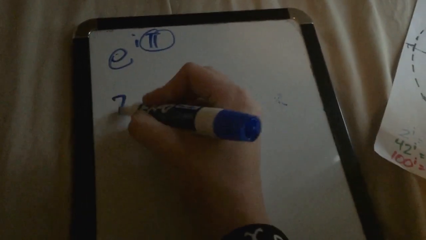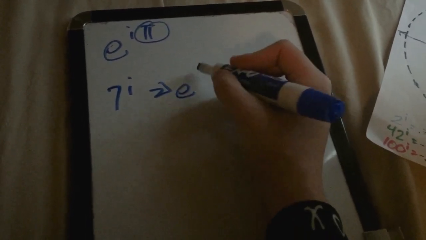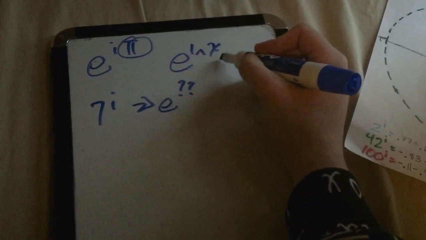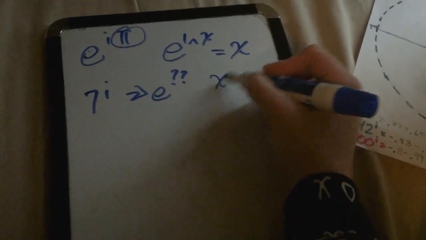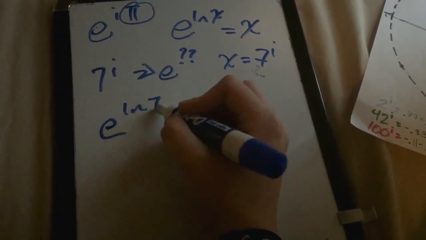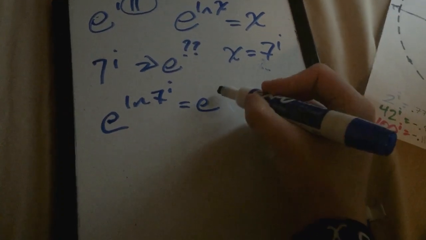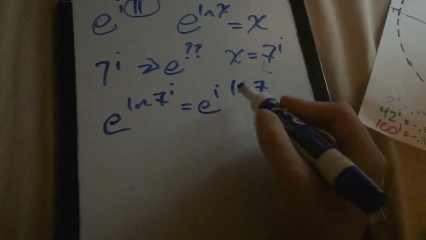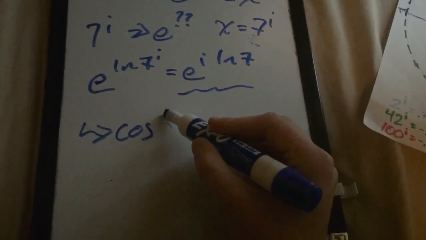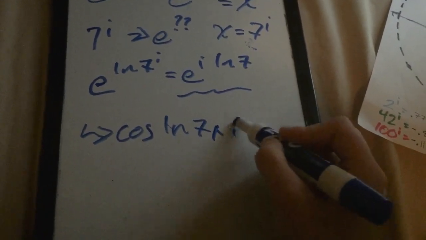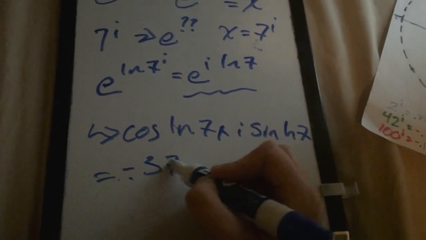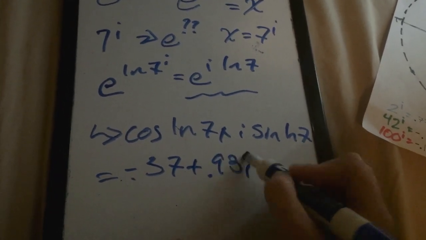Now, if you had 7^i, you need to convert it with a base of e. If you recall a logarithmic identity, e^(ln x) equals x, we set x equal to 7^i, and there we go. We have e^(ln 7^i), or e^(i ln 7), and it's in that form we need. We can plug it in. cos(ln 7) plus i sin(ln 7) equals negative 0.37 plus 0.93i.